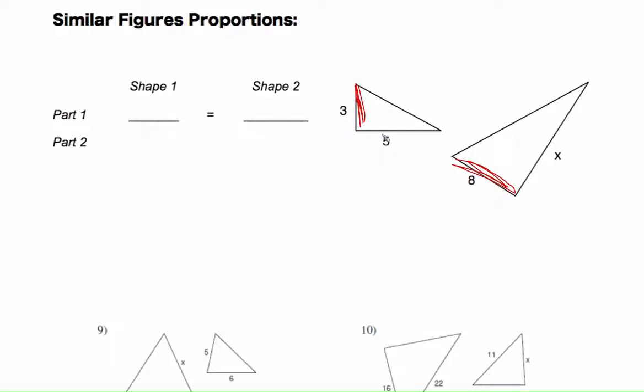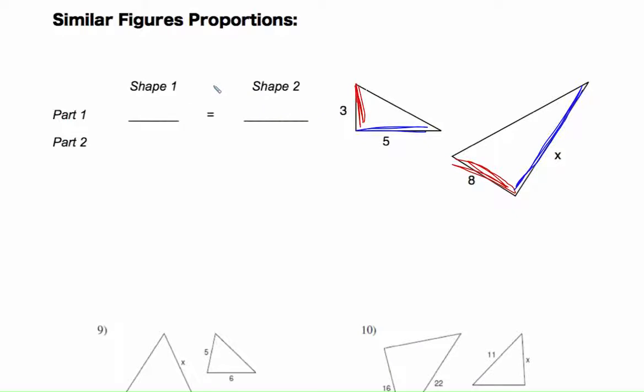So this side and this side are the same parts of two different shapes. Okay, and then let's see, this side right here, this 5, will match up with this side. Corresponding parts is what we call those. They are on the same part of two different shapes.